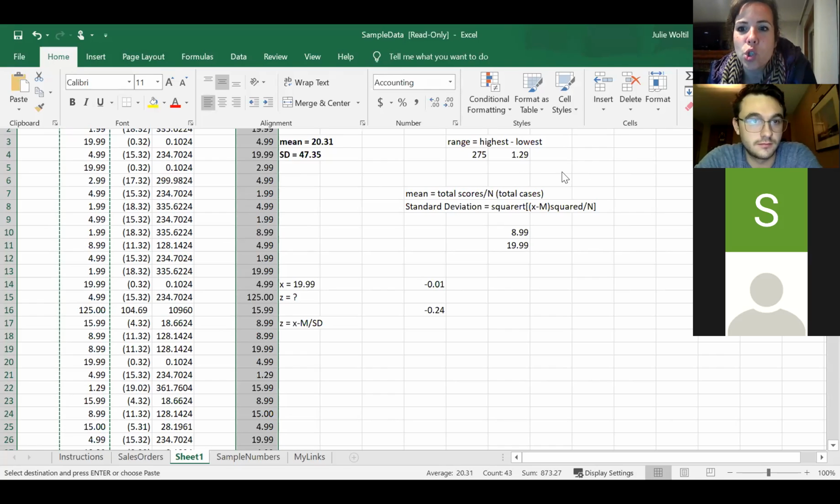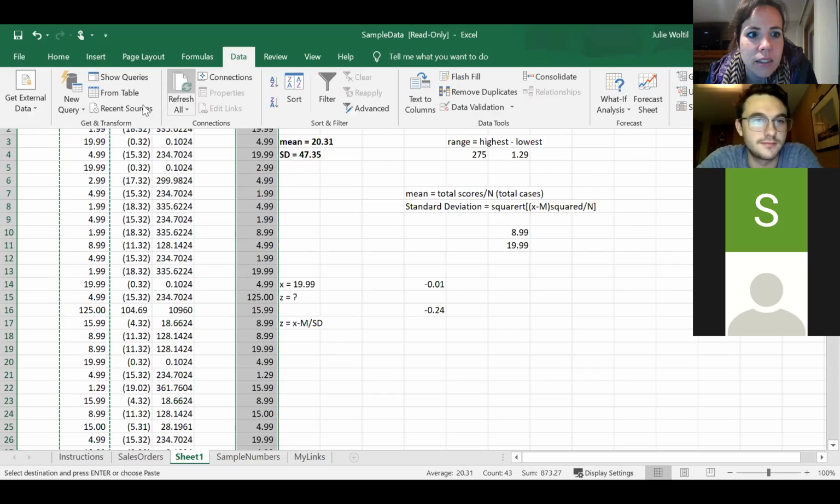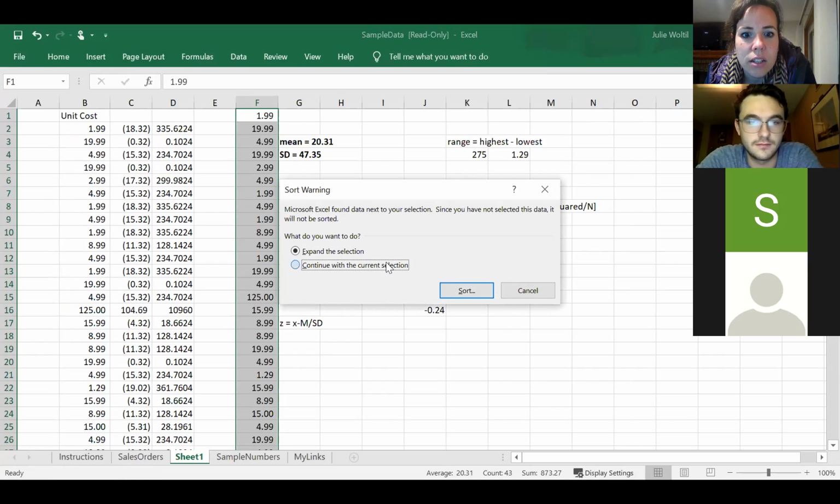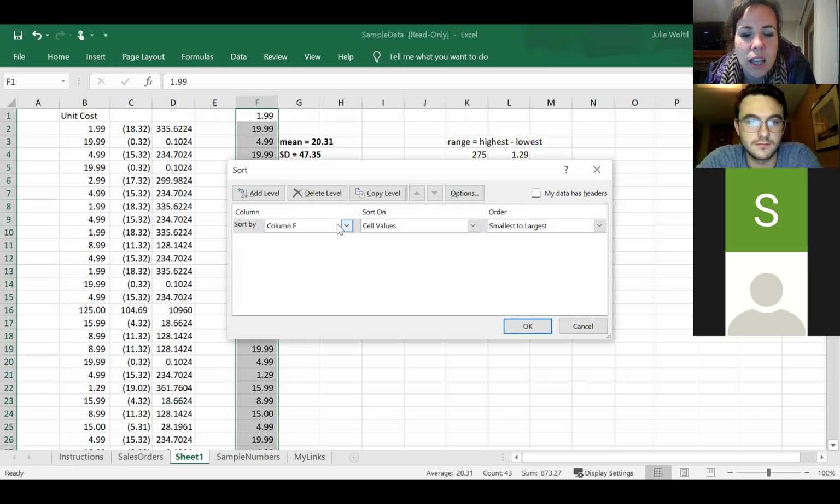Okay, I want to get an eyeball view of mode and median and just general distribution. I can actually sort my data. If I can find the sorting button, there it is. Continue with the current selection, column F, and I want from smallest to largest.